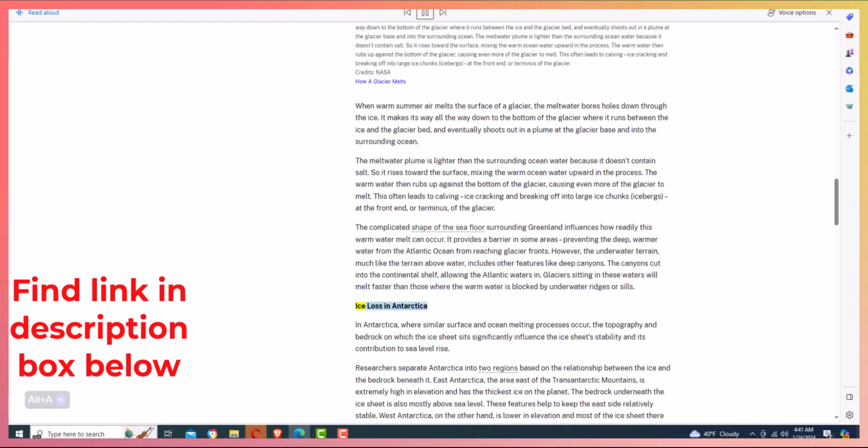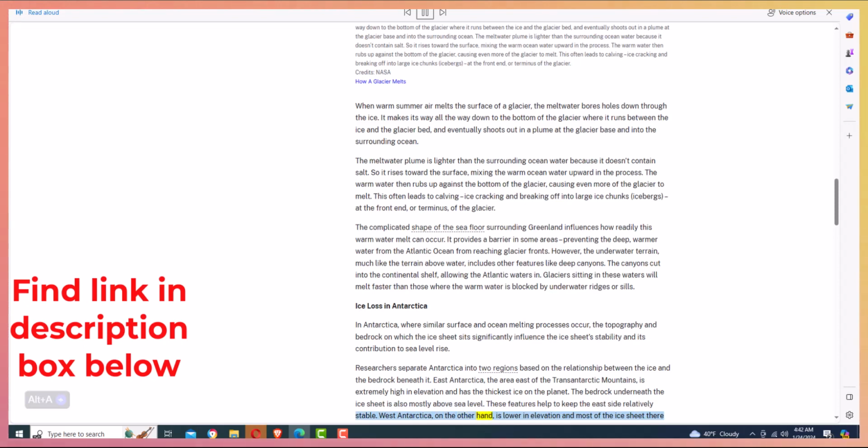Ice loss in Antarctica. In Antarctica, where similar surface and ocean melting processes occur, the topography and bedrock on which the ice sheet sits significantly influence the ice sheet's stability and its contribution to sea level rise. Researchers separate Antarctica into two regions based on the relationship between the ice and the bedrock beneath it. East Antarctica, the area east of the Transantarctic Mountains, is extremely high in elevation and has the thickest ice on the planet. The bedrock underneath the ice sheet is also mostly above sea level. These features help to keep the east side relatively stable.